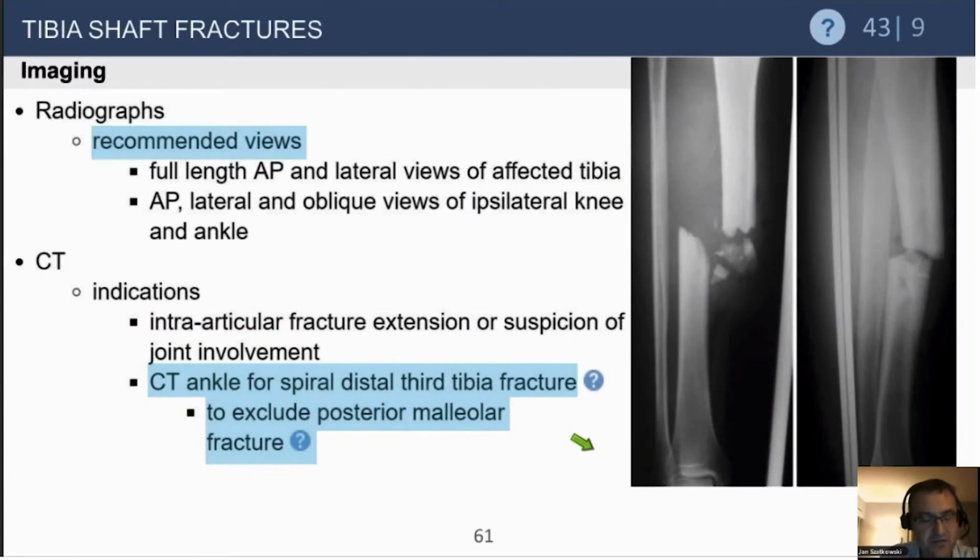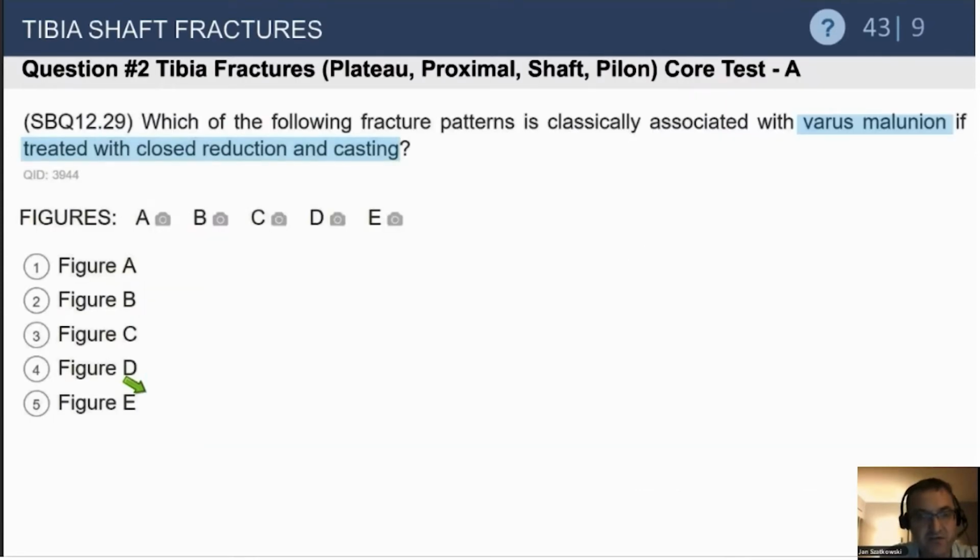All right, so next thing, imaging. We just talked about this before, but remember, you want to get full-length AP and lateral views of the affected tibia, the joint above and below. Make sure it doesn't go into the joint. If there's intra-articular involvement, think about a CT scan, if you can't see it well on plain x-rays, especially if it goes into the tibial plateau, or if you're not sure if there's a posterior malleolus fracture, as these are often associated.